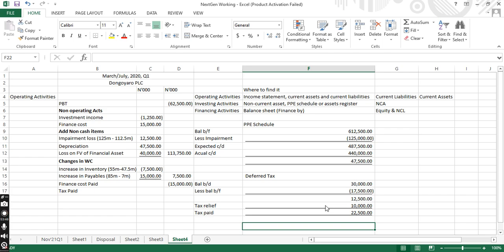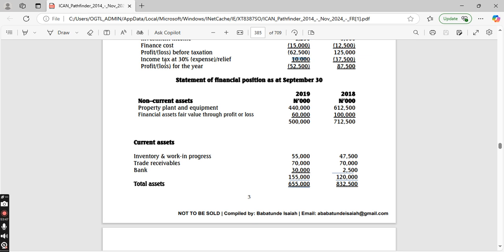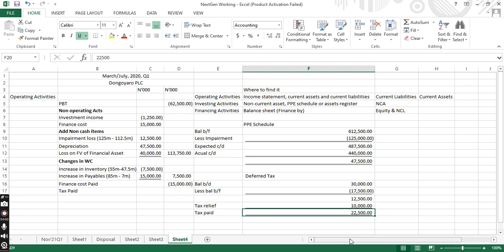And don't forget, what did they call it? They called it income tax expense, in bracket, slash relief. It's like an overpayment. So in actual sense, what we paid was 22,500. If you are using your T format, balance brought forward will be on the credit side, balance carried down will be on the debit side, right? Tax relief is an income.